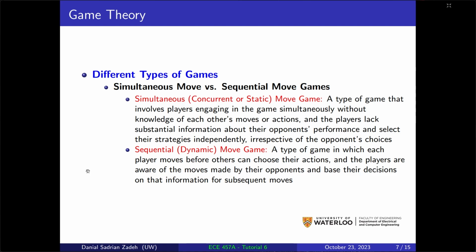Then we have sequential or dynamic move games. It's a type of game in which each player moves before others can choose their actions. And the players are aware of the moves made by their opponents and base their decisions on that information for subsequent moves, like chess. So in chess, you can see your opponent's moves, and also you can decide your next move based on that observation.